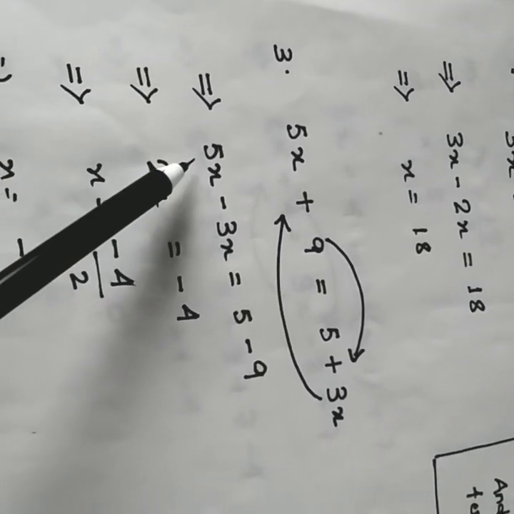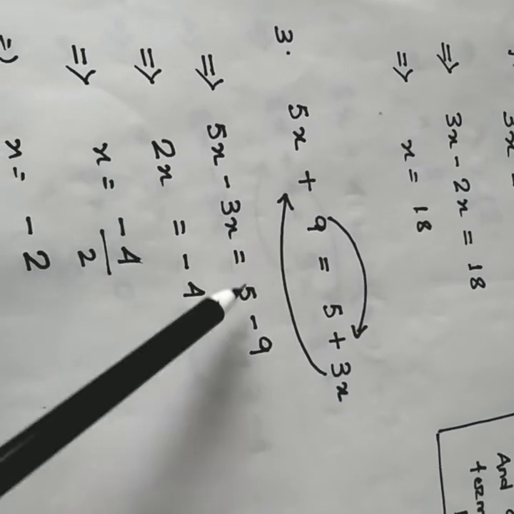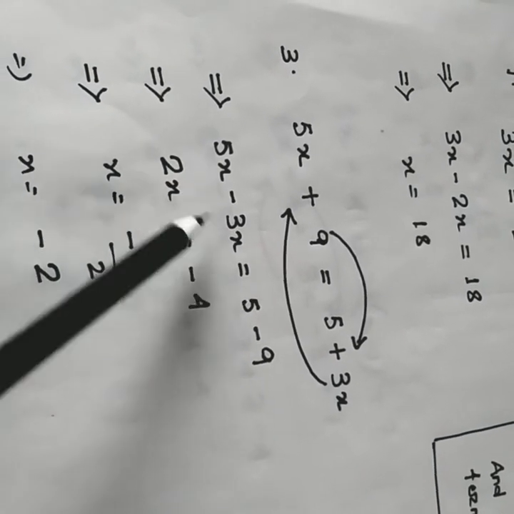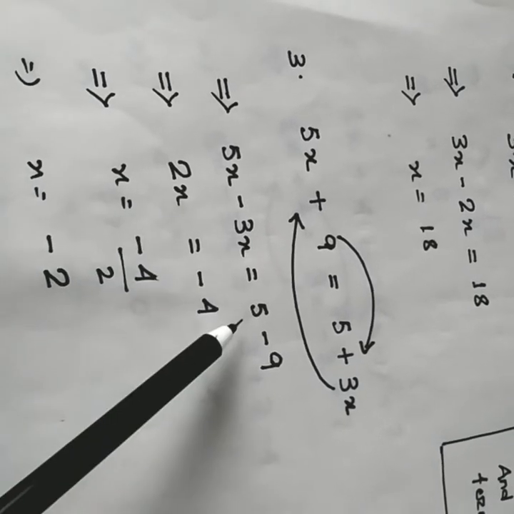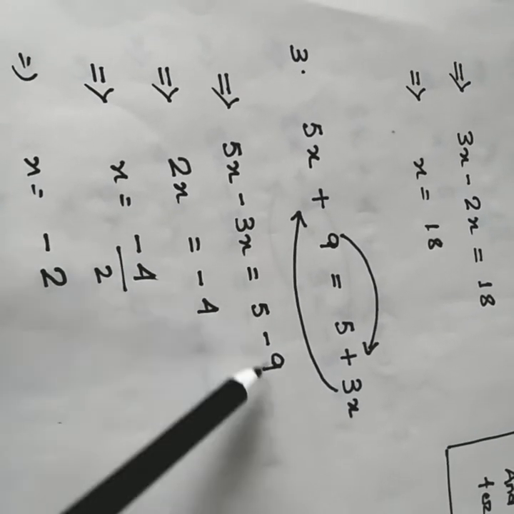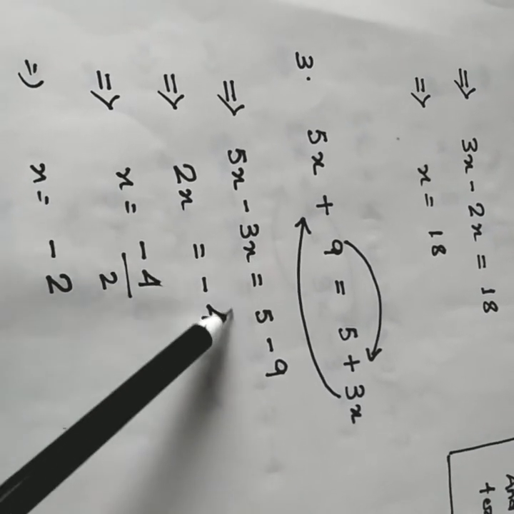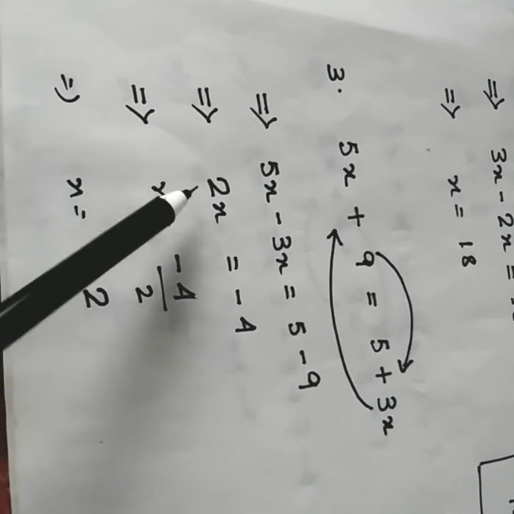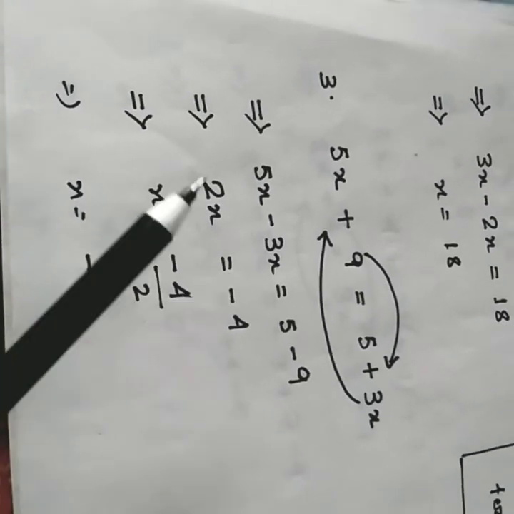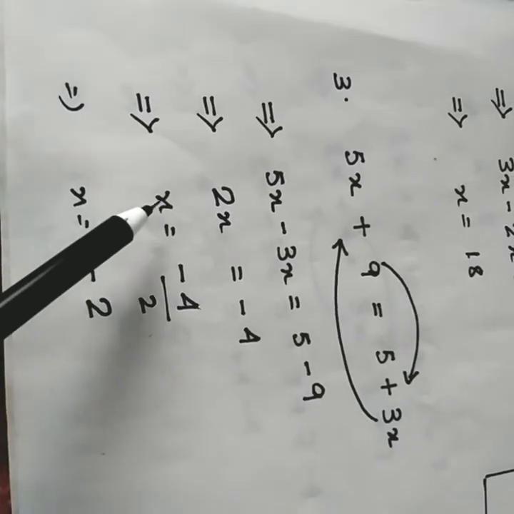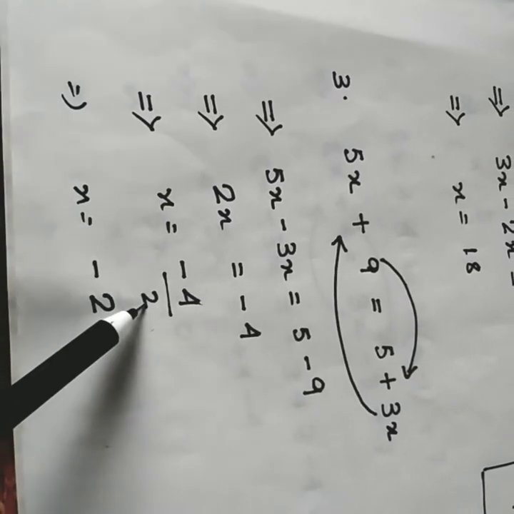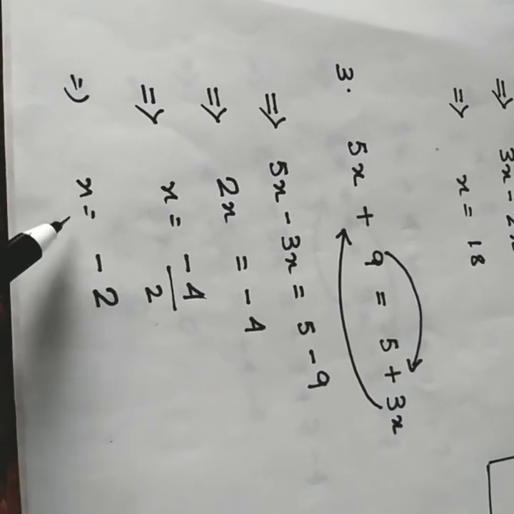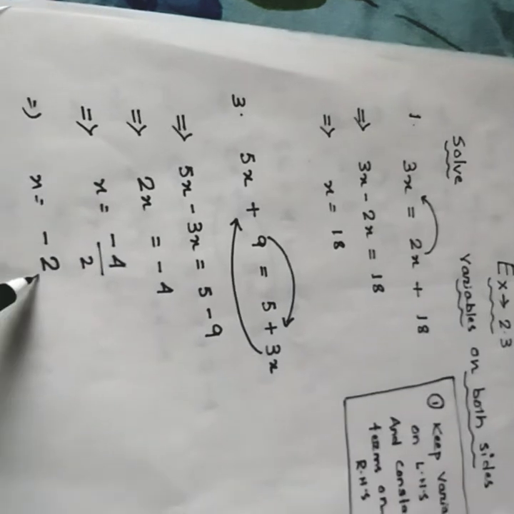You see, the next step is 5x minus 3x equals 5 minus 9. When you solve this, you will get 2x, and after solving the other part you will get minus 4. Fine. Now you know that you have to remove this 2, so you have to divide both sides by 2. I have not shown this because you know what exactly has to be done. So x equals minus 4 by 2. Now simplify this, and you will get x equals minus 2 as the answer.